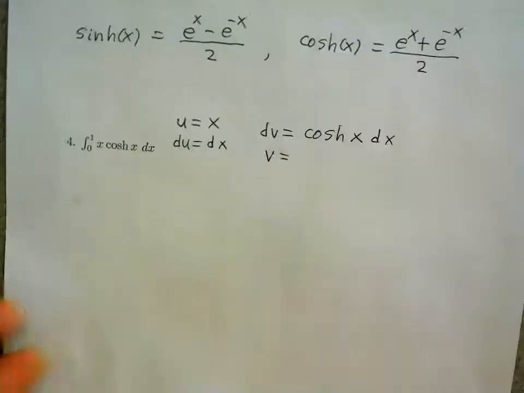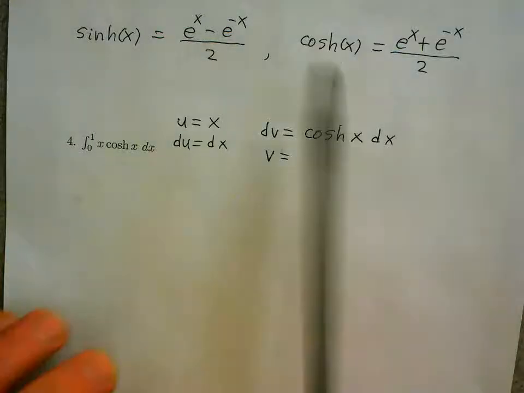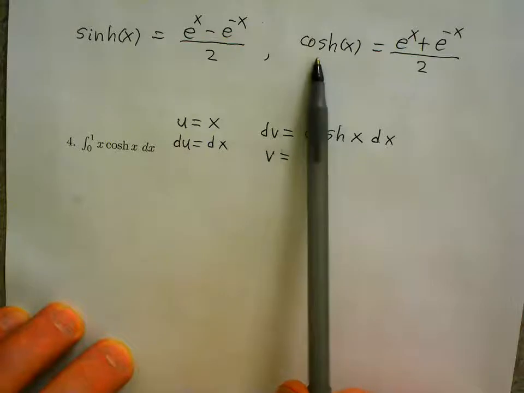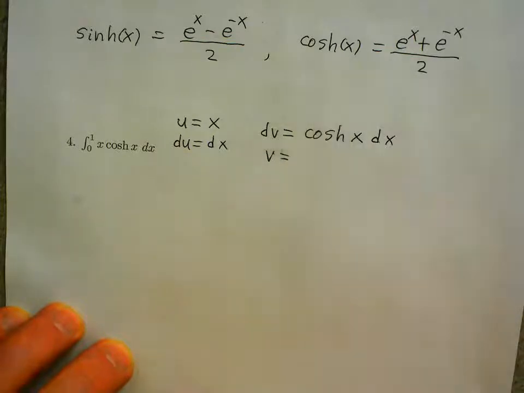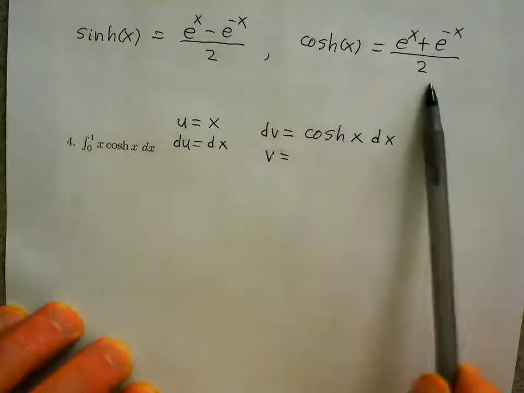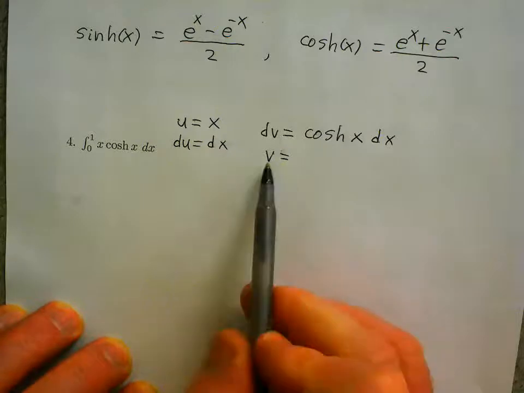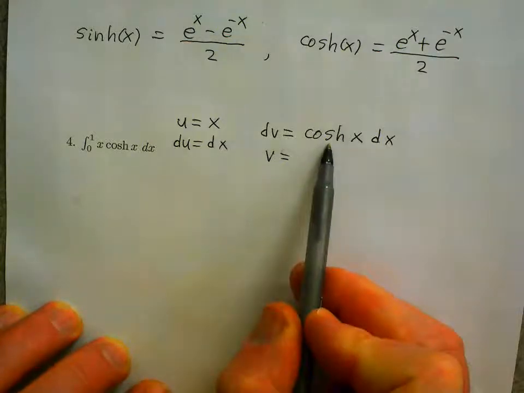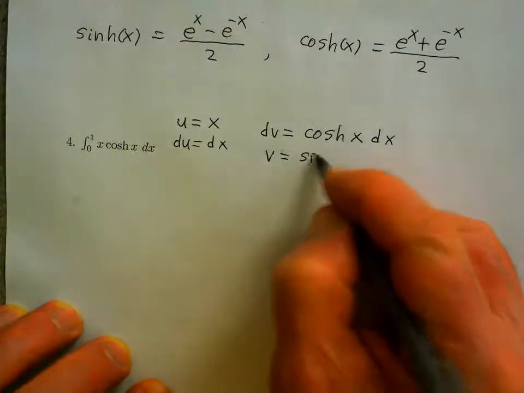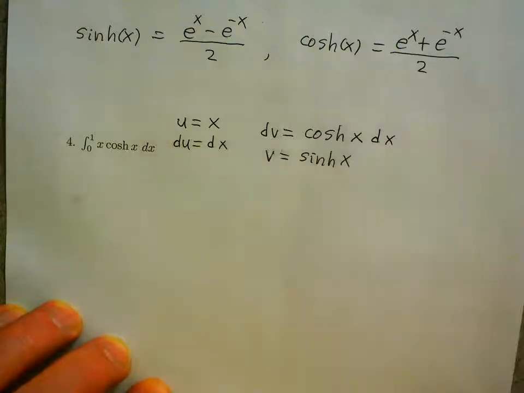So it's different from regular sine and cosine. Remember, the derivative of cosine of x is negative sine of x. But that doesn't happen here. The derivative of hyperbolic cosine of x is just hyperbolic sine of x. You can verify that by using those definitions. Okay, so an antiderivative of hyperbolic cosine of x is just hyperbolic sine of x.